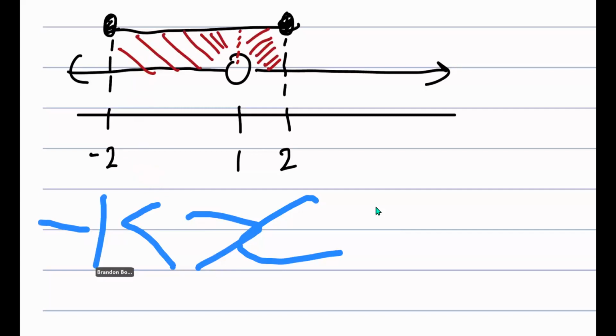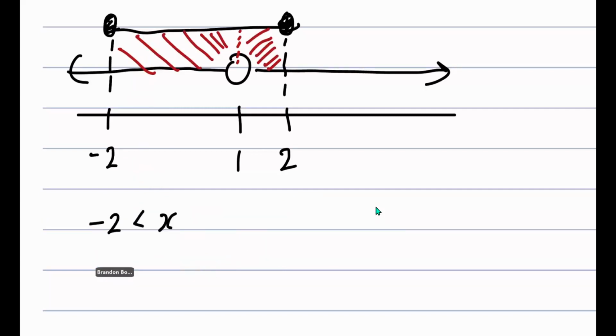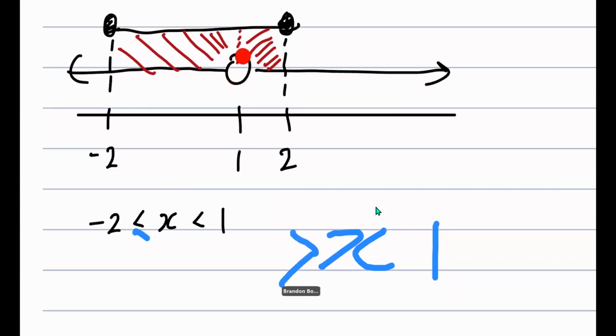First half here: negative 2 less than x, less than 1. Where do you put an equal sign? Black circle, you put it here. For 1, no, because it's an empty circle. This person says I don't want positive 1. This person says I can accept positive 1. To satisfy both conditions at the same time, you always accommodate the strictest person, which is the person who doesn't want 1. So you don't put an equal sign here.